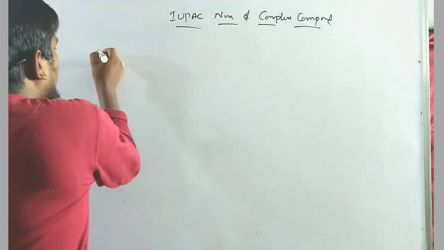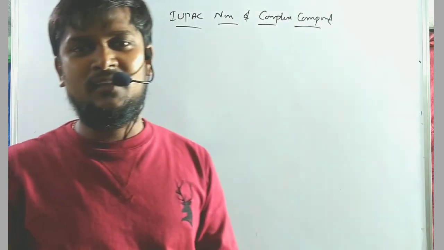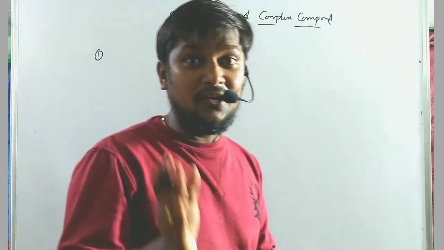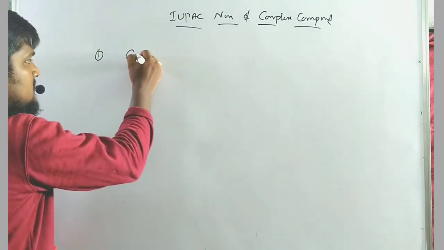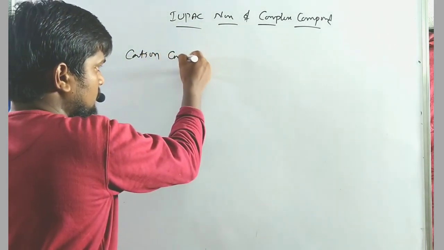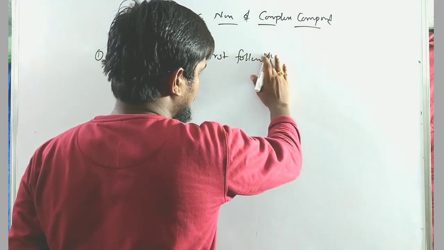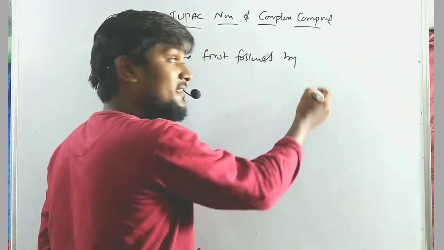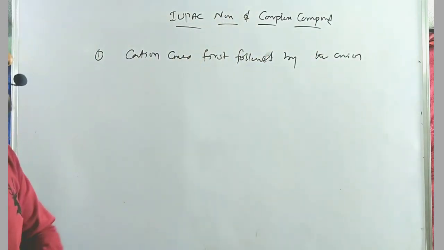According to IUPAC nomenclature, the first rule is: if a complex or salt has a cation and an anion, the cation comes first, followed by the anion.